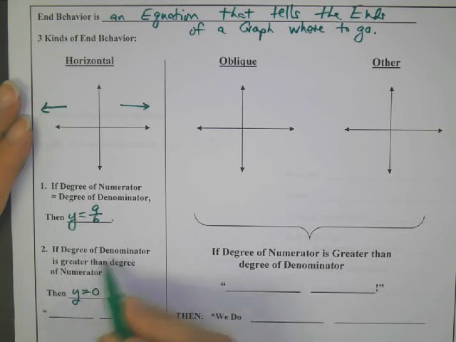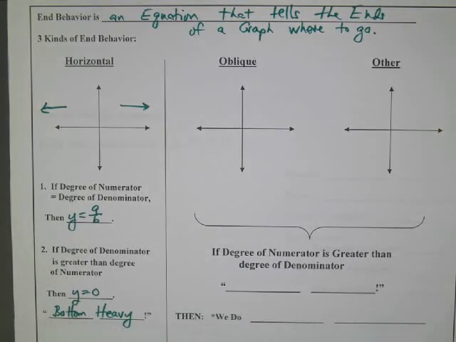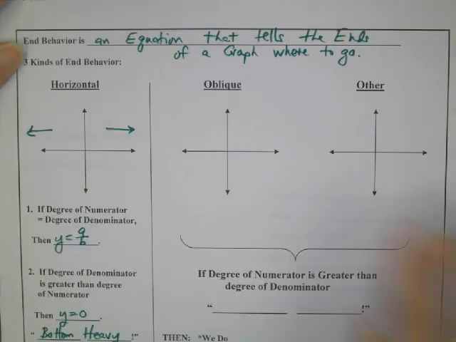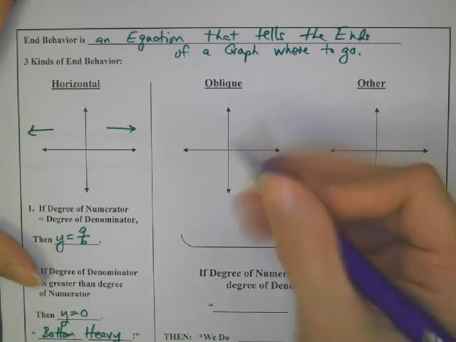Remember what we call that if the denominator is greater? Unofficially, of course, bottom heavy. If you notice that the power in the bottom is greater, y equals 0. Now today we're going to talk about some more fancy asymptotes, the first one being oblique. And oblique is a very fancy way of saying on a slanty line.